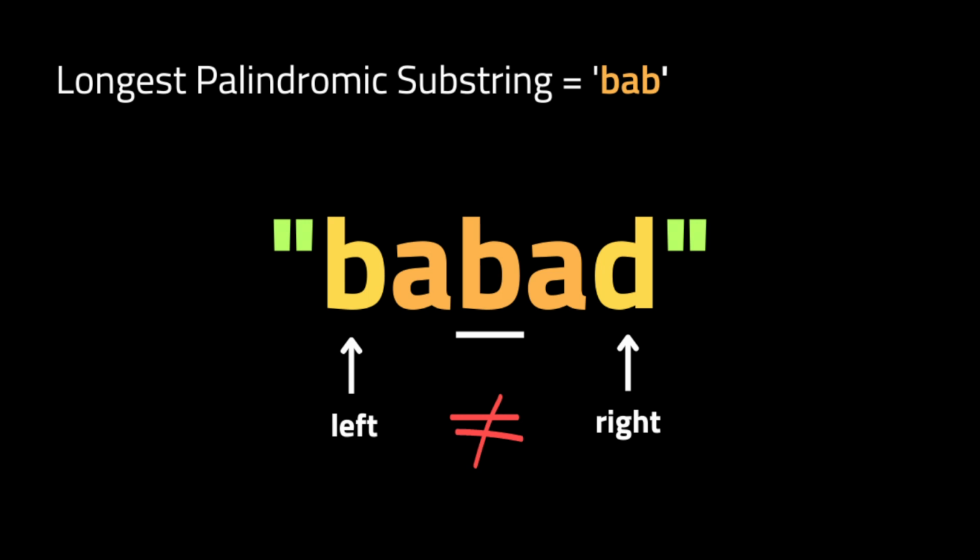So here the letters are not equal to each other, so the current longest palindromic substring is ABA. So we update the longest palindromic substring because it has the same length as the previous one, so the current longest palindromic substring is ABA.